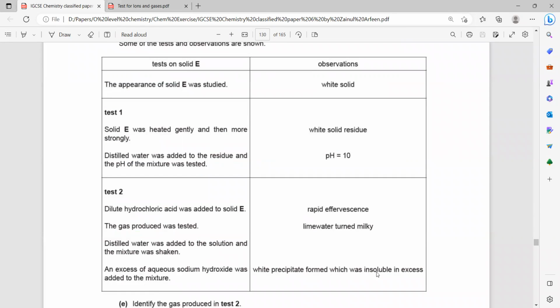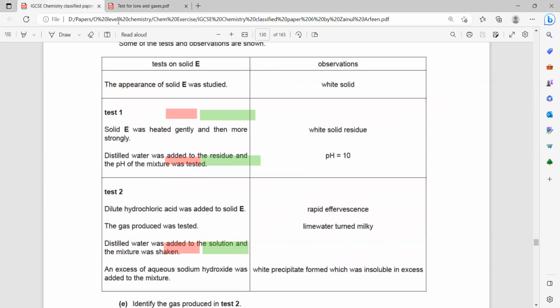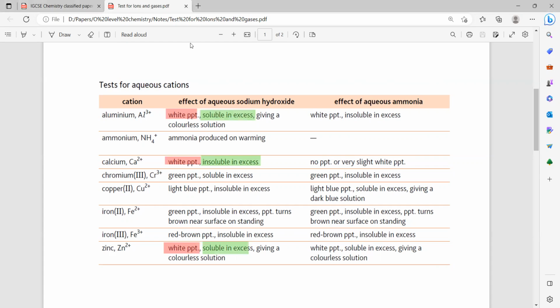added, and the white precipitate is insoluble in excess. So first we find which substances give a white precipitate with sodium hydroxide. Aluminum gives a white precipitate, calcium gives a white precipitate, and zinc gives a white precipitate. But when we add excess, we observe that aluminum will dissolve. Calcium will be insoluble. Zinc will also dissolve. So in the question, they mentioned that it is insoluble in excess. It does not dissolve in excess. So this confirmed that there is a calcium ion.